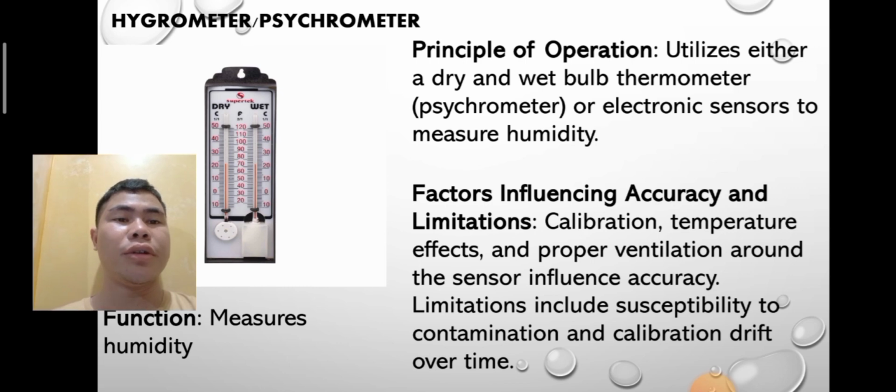Factors influencing accuracy and limitations: calibration, temperature effects, and proper ventilation around the sensor influence accuracy. Limitations include susceptibility to contamination and calibration drift over time.